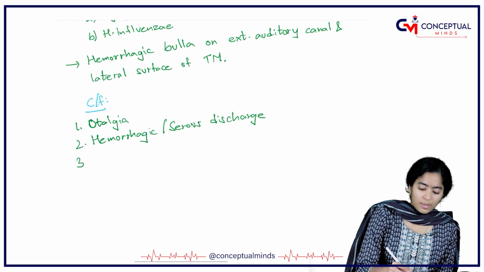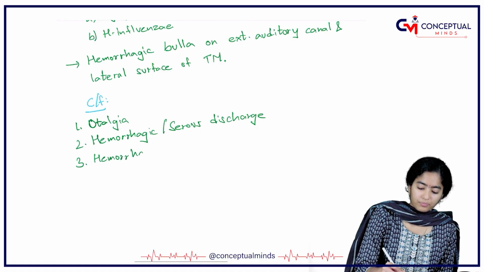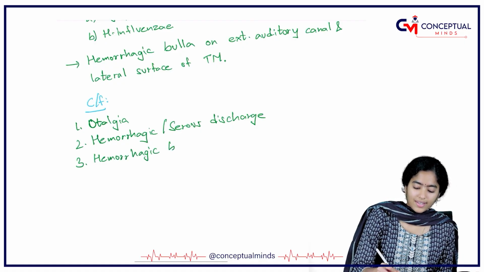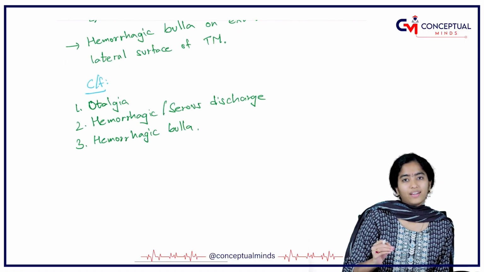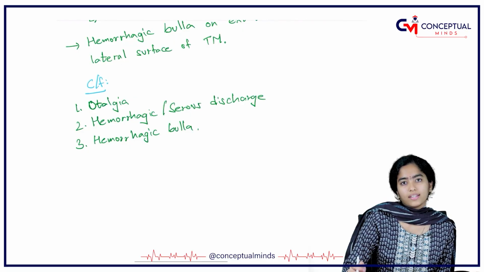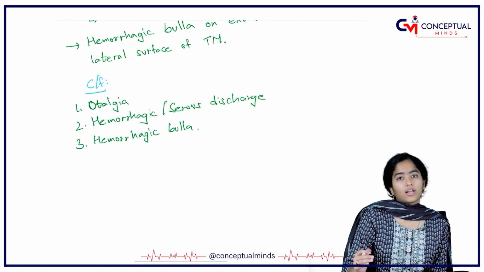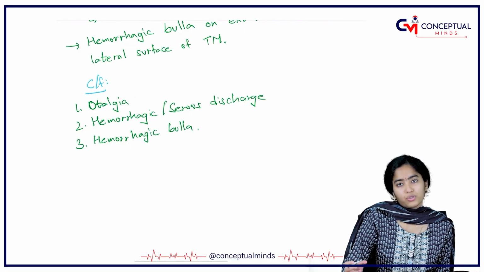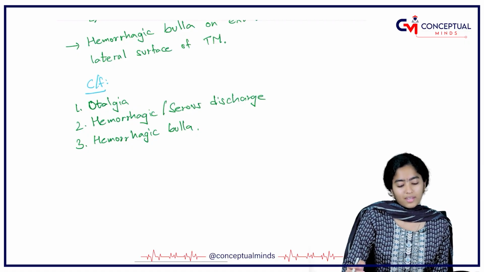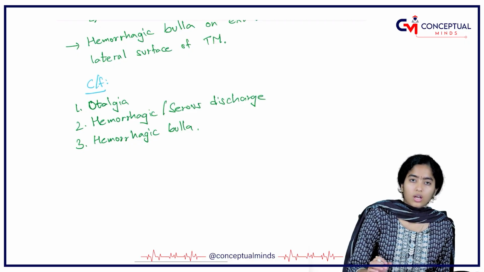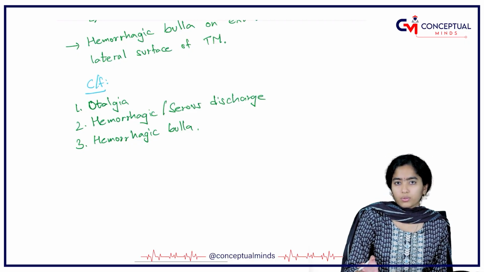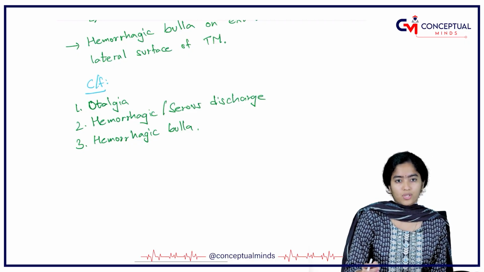And upon examination, we find hemorrhagic bullae in the external auditory canal, and when they rupture, that will result in a serous discharge. And along with it, a middle ear effusion can also be present, and sometimes this can lead to conductive type of hearing loss with a sensorineural element also sometimes possible.